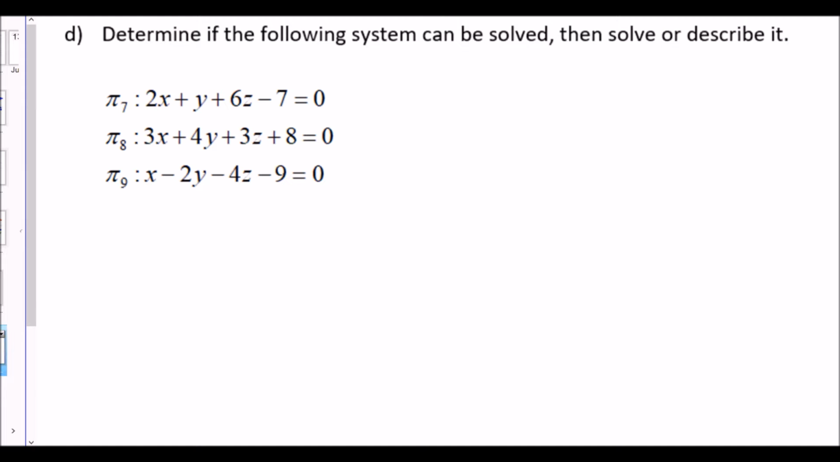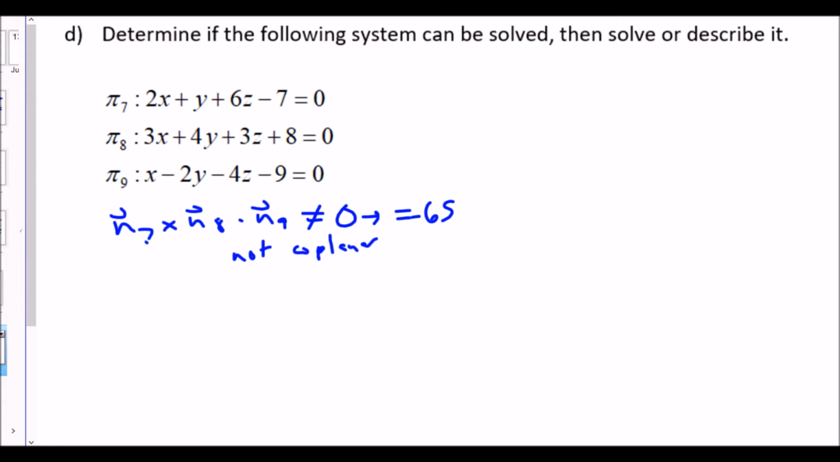All right, I'm going to skip to the chase here. If I do n7 cross n8 dotted with n9, and first of all, they're not scalars, so that's okay. I can see I do not get 0. I actually get negative 65. So that means they're not coplanar. So what do I do here? Same thing I did before. I'm going to choose a pair.